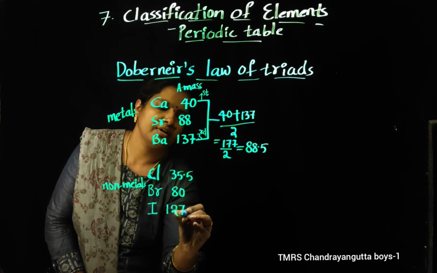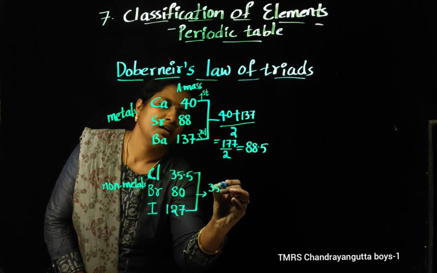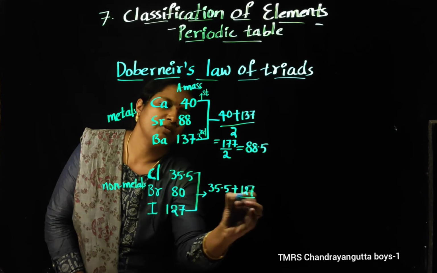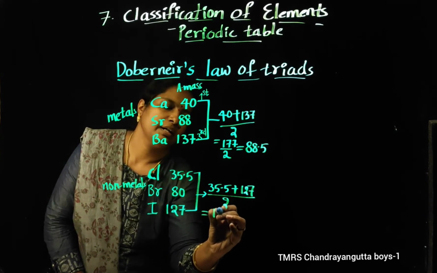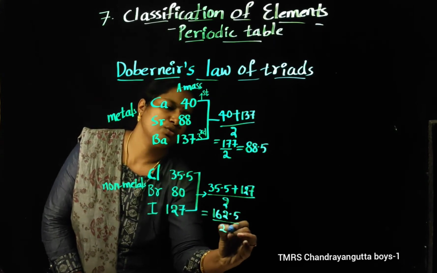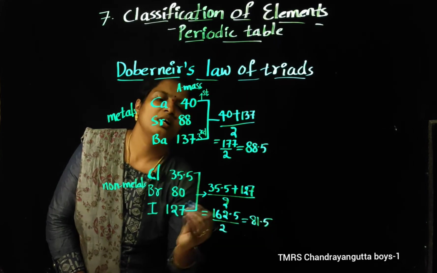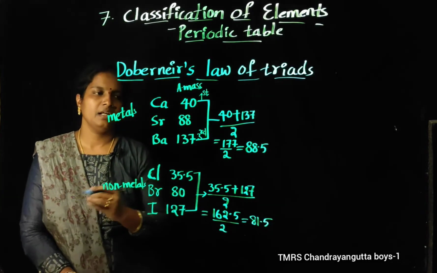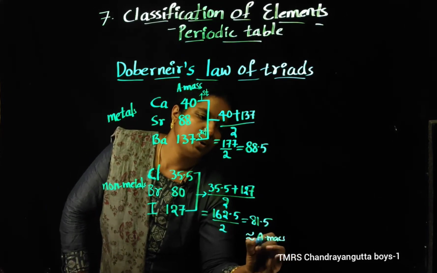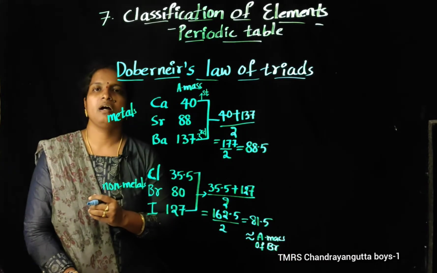Iodine is 127. Again, taking the average of the first and third, that is 127 plus 35.5 by 2. We get 162.5 by 2, which is equal to 81.5. It is nearly equal to the atomic mass of bromine.